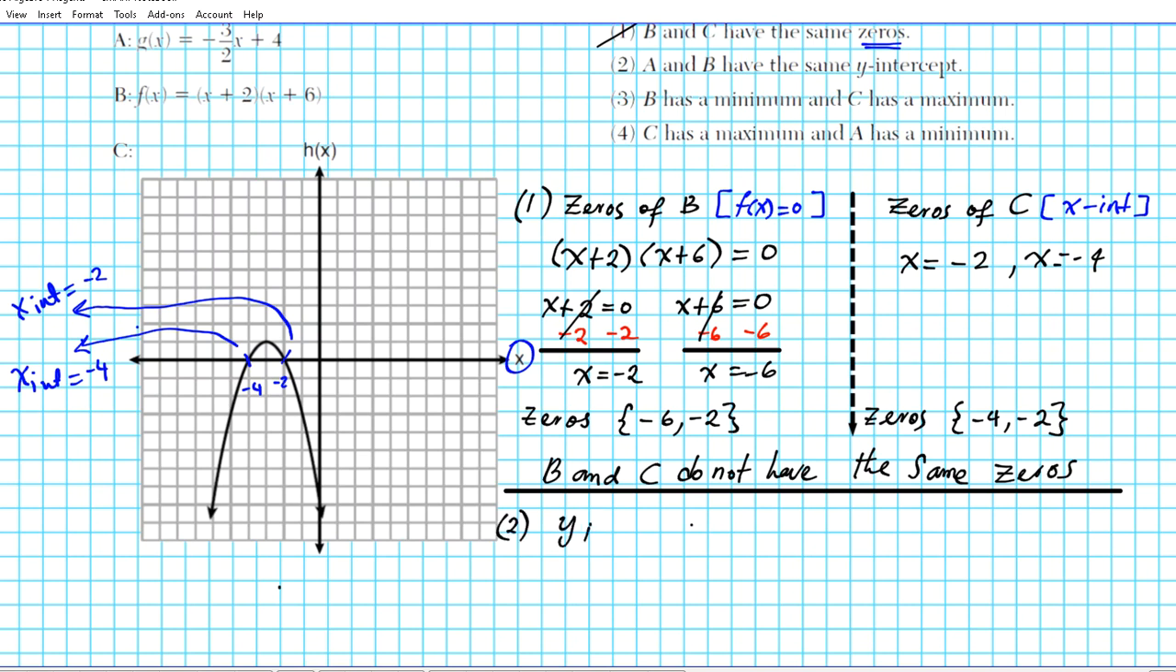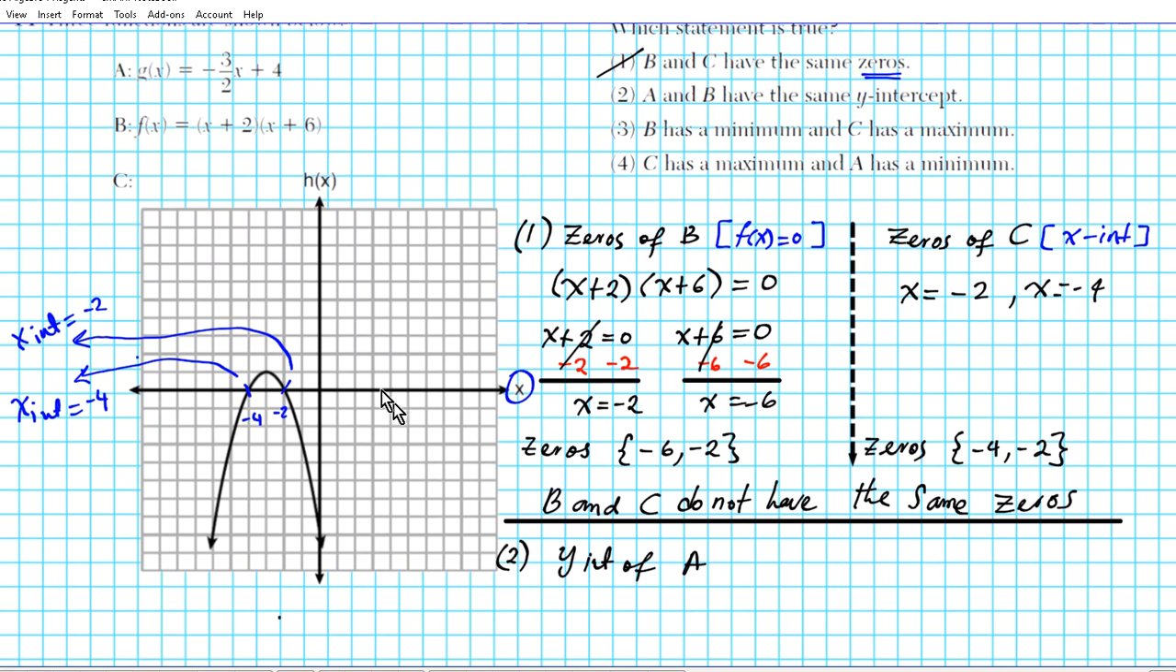So for the y-intercept of function a, guess what we're going to do? We're simply going to evaluate that function when x, the independent variable, is 0. So for the y-intercept of a, option a is g of x, we're just going to set the x to 0. For a, we have the function g of x equals -3 over 2 x plus 4.